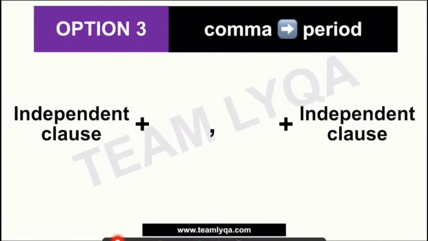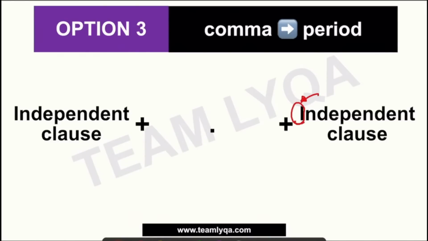Third option, comma to period. Ibig sabihin, you have your independent clause, comma, independent clause. Ang gagawin natin, yung comma na to, gagawin natin siyang period, magiging dalawang sentence na siya. Pero, dahil dalawang sentence na siya, you have to make sure that the first letter of the second independent clause ay capital na.